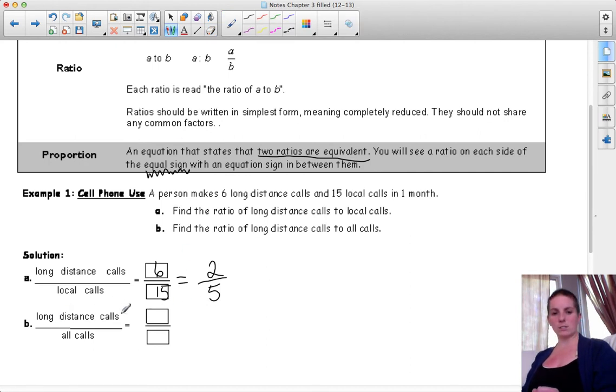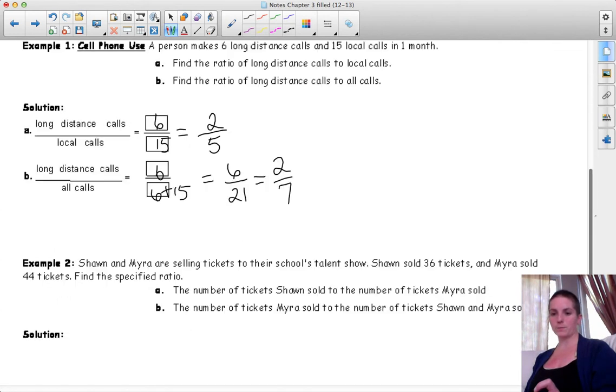Now, long distance calls compared to all the calls that they made. So how many long distance calls did they make? 6. And how many calls total? Well, that's going to be the 6 long distance plus the 15 local. So this ratio is really 6 compared to 21. But we can never leave it like that. We have to simplify. Both are divisible by 3 again, so we get 2 out of 7. 2 to 7 is my simplified ratio.